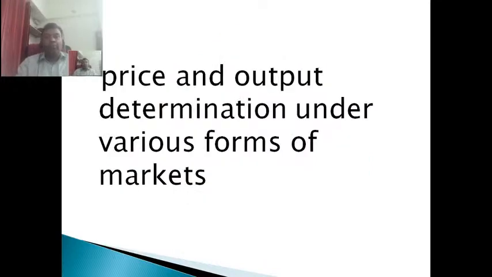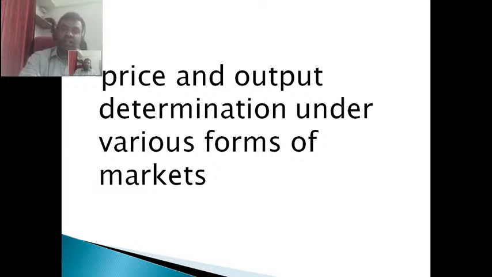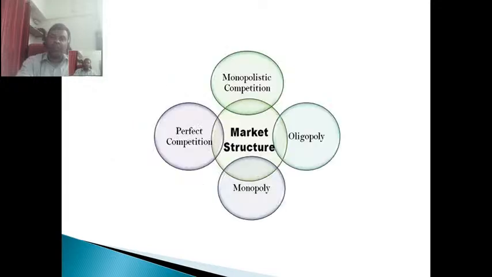Okay. Price and output determination under various forms of market. We have just discussed the forms of market and the pricing strategy. Similarly, whatever strategies we have studied here, you have to pick one of the strategies, and based on price and output determination in various forms of market, you have to decide your price. So which are the forms of market? There are four forms of market: monopolistic competition, oligopoly competition, monopoly, and perfect competition.